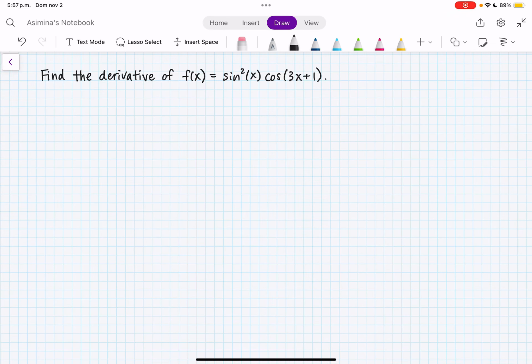In this video, we are going to find the derivative of f of x equals sine squared of x times cosine of 3x plus 1. So, to do this, we're going to want to use the product rule.